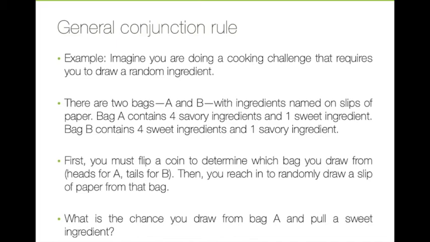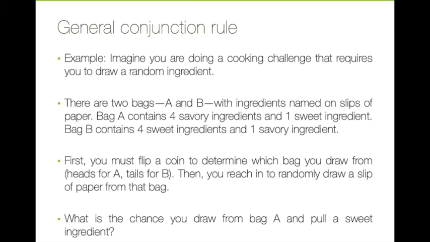And the way your draw is going to work is as follows. First, you have to flip a coin to determine which bag you draw from. So if it's heads, you draw from A. If it's tails, you draw from B. And then you reach into the bag and randomly draw a slip of paper from that bag.